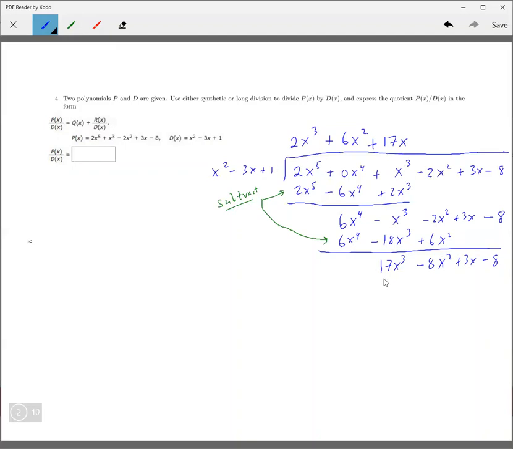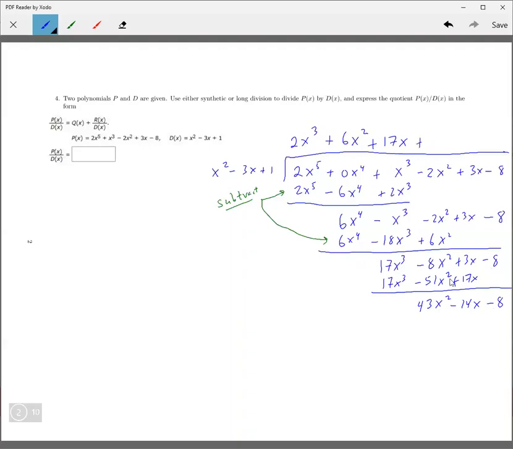17x times x squared is 17x cubed. 17 times that is minus 51x squared, and then plus 17x. Wow. Okay, so subtract, that's 0. This is 43x squared. This one is minus 14x minus 8.